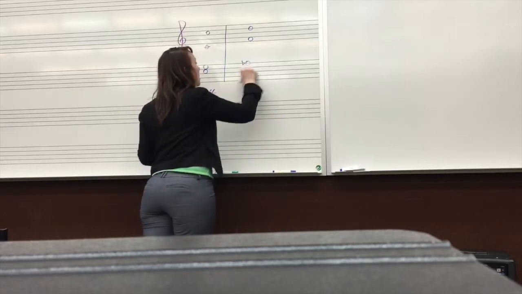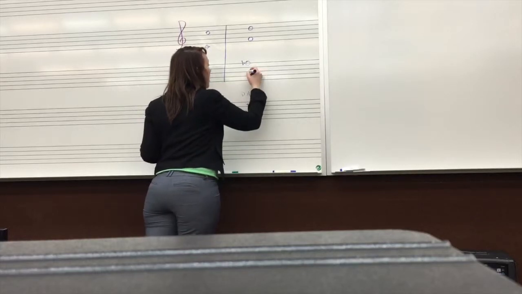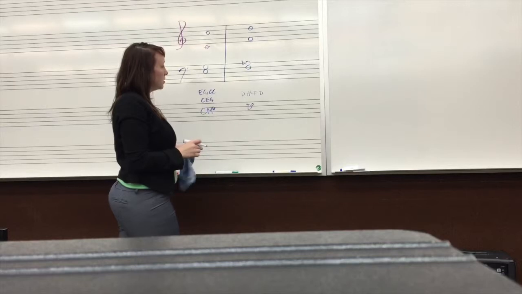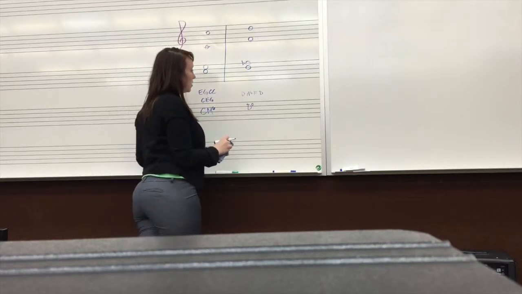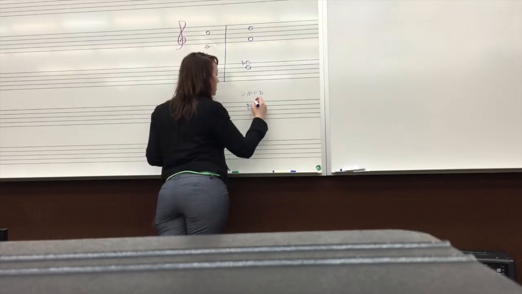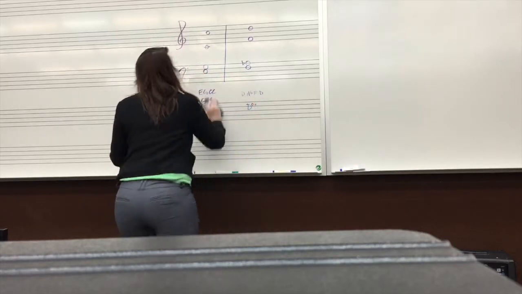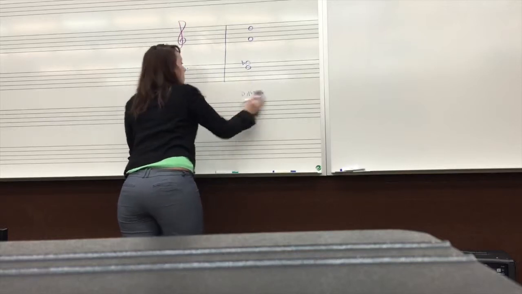But let's say we had this instead. Now it's in first inversion. Which the symbol for is? 6. Good. Let's look at a couple more of these.